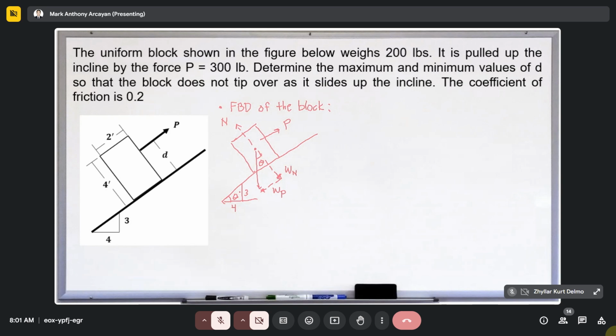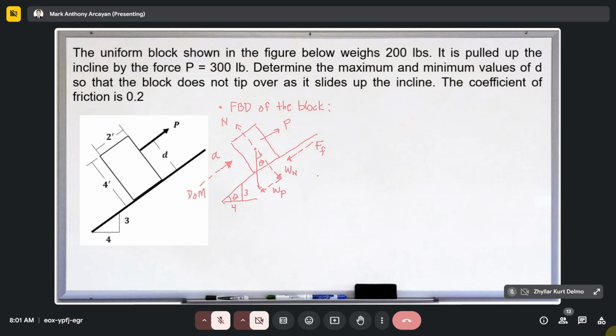And since from the problem, it is stated that this block will slide up the incline, the direction of motion is upward. Direction of motion. In the problem, class, we are also given the coefficient of friction. Therefore, expect that we have a resisting force in our system. And since we already indicated the direction of motion, we also indicate the acceleration here. Then the direction of the frictional force is downward. So we have here F sub F.